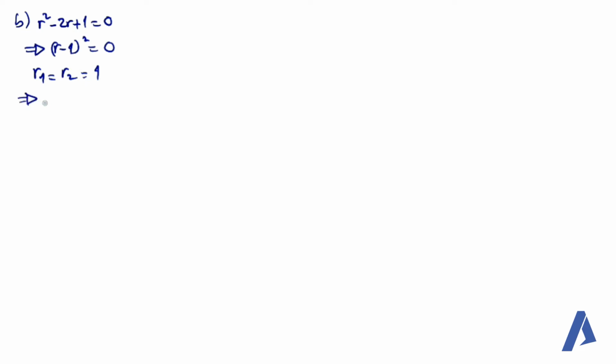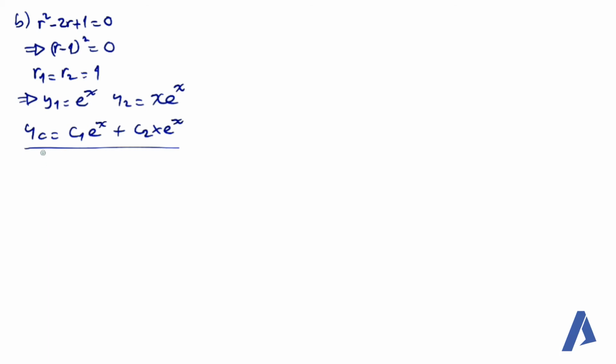This implies that y1 is equal to e to the power of x and y2 is equal to x times e to the power of x. ስለዚህ our complementary solution becomes the first arbitrary constant times e to the power of x plus the second arbitrary constant times x e to the power of x. Then ሁለተኛ ስቴፓችን የሚሆነው using the method of variation of parameters, it's finding the particular solution, which is the pseudo linear combination of the complementary solution, which means u1 and u2 are functions of x.